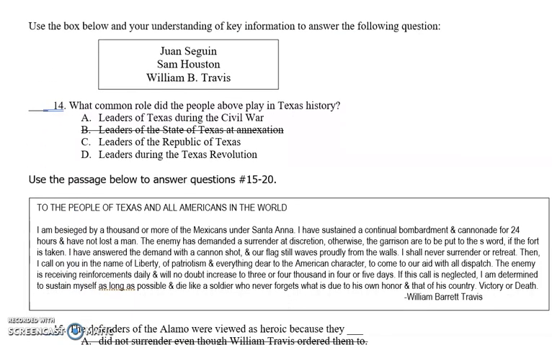Use the box below and your understanding of key information to answer the following question. Juan Seguin, Sam Houston, and William B. Travis. What common role did the people above play in Texas history? A, they were leaders during the Civil War; C, they were leaders during the Republic of Texas; or D, leaders during the Texas Revolution.